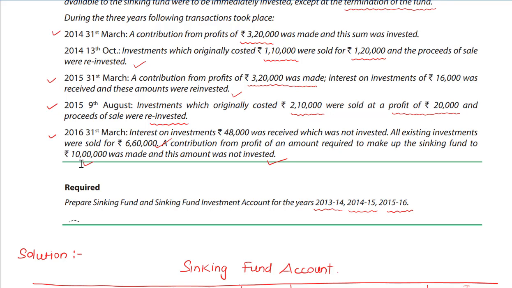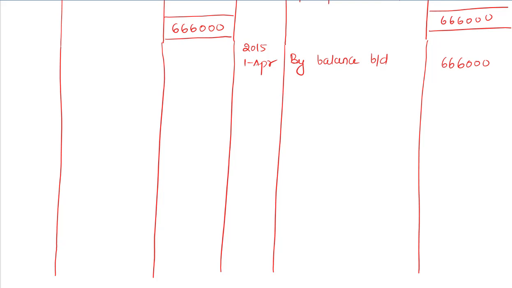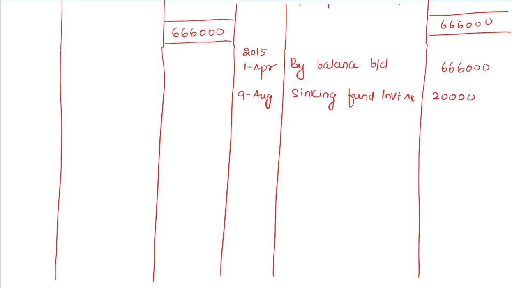Now on 9th August, the investment which was originally costed 2,10,000 was sold at a profit of 20,000 and reinvested. So reinvestment, sinking fund investment account 20,000 on 9 August.